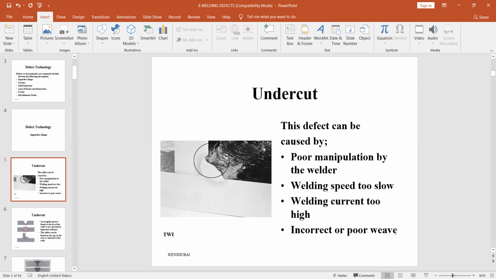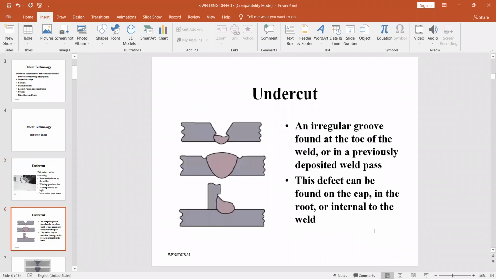Incorrect or poor weave. This weave means when you are welding, the electrode moving straight is different from the electrode moving up and down. That is the weave. If your electrode is moving straight, there is very little chance of undercut. If you move a little bit in the xy direction, like an AC current waveform, that is a different type of weaving, so there are chances of getting undercut.